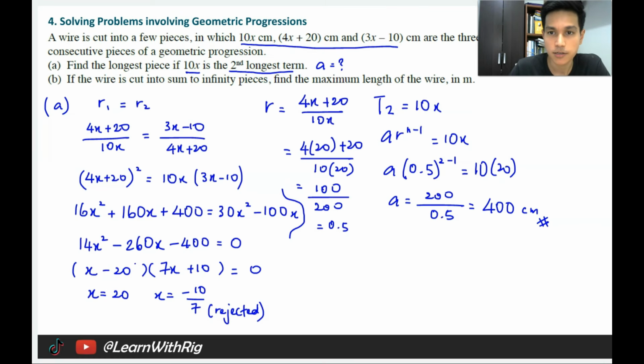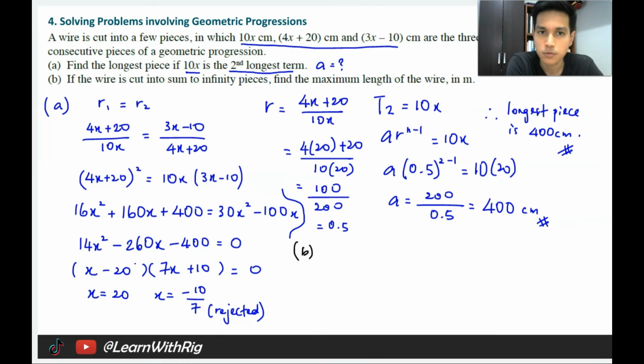So the longest wire, in other words, if you want to write, longest piece is 400 cm. Okay, you can write this. Question B.